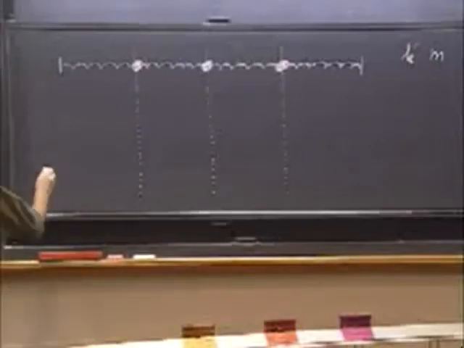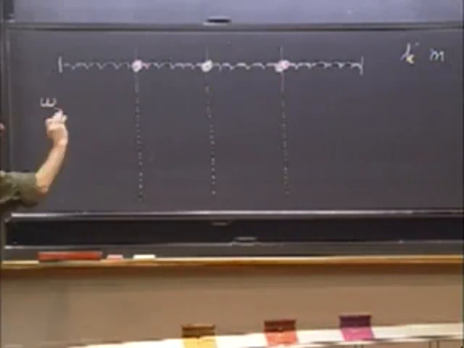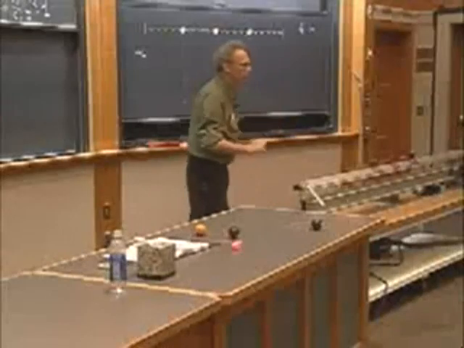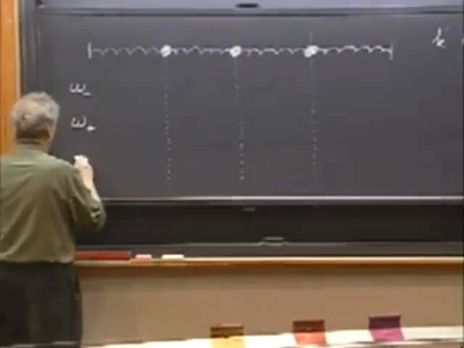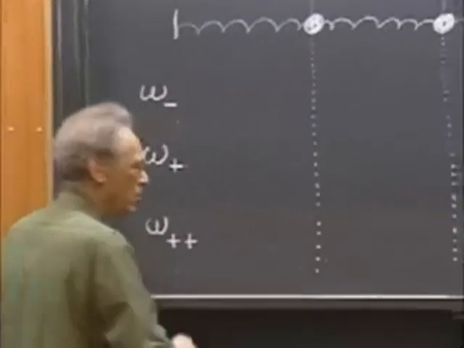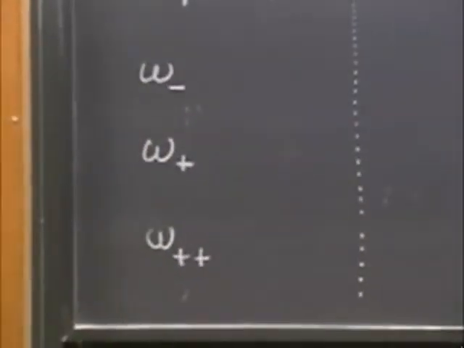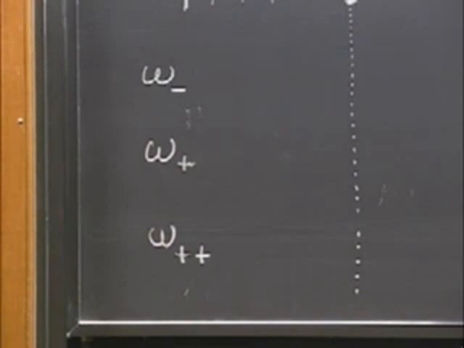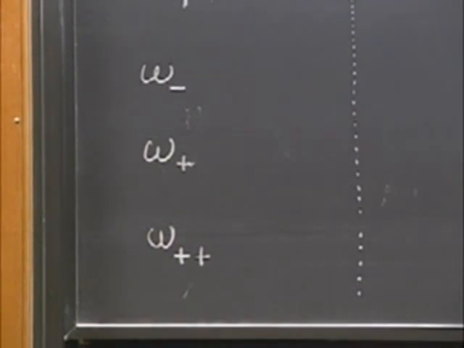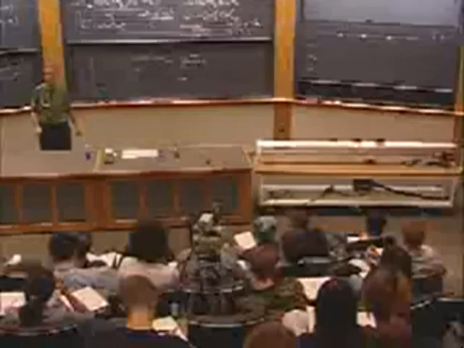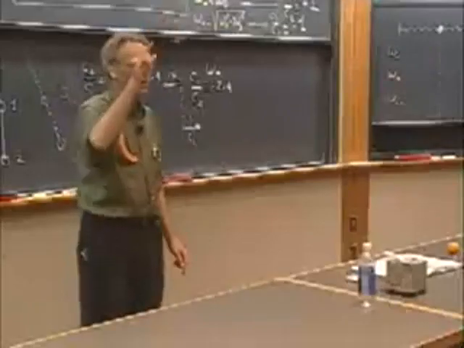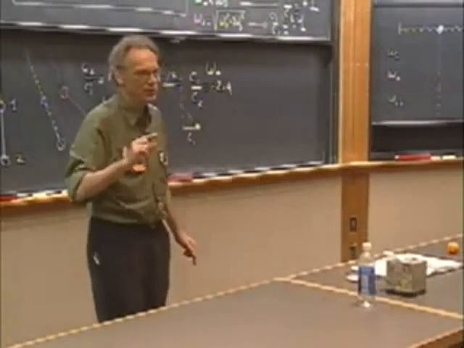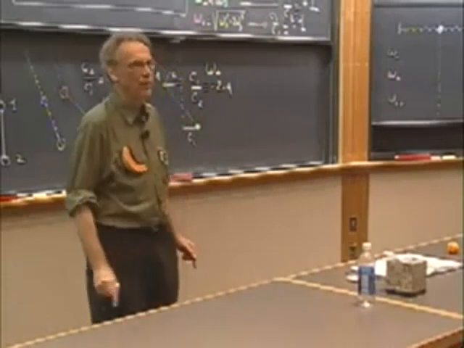There must be an omega minus, where all 3 are in phase. Then there must be an omega plus, which is more complicated. And then there must be an omega plus plus, which is the highest of all 3. In the highest possible frequency, 2 adjacent objects are always out of phase. So if you have 20 objects in the highest mode, number 1 is out of phase with number 2, number 2 is out of phase with number 3, number 3 is out of phase with number 4, and so on.